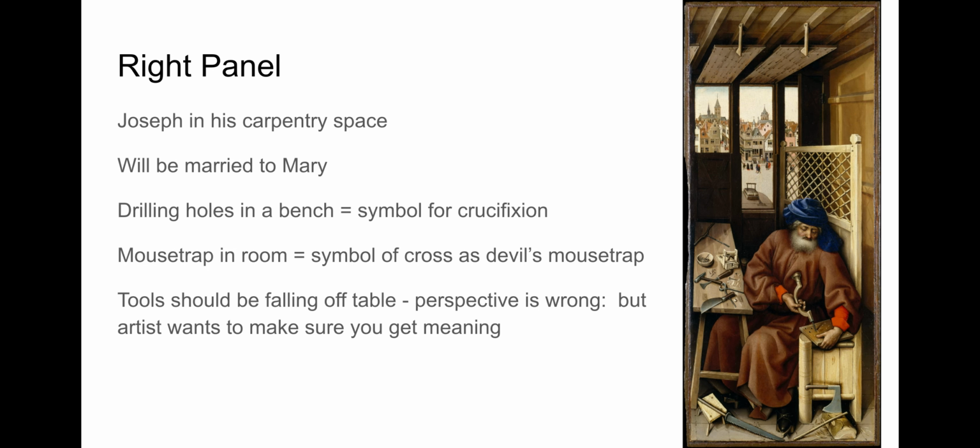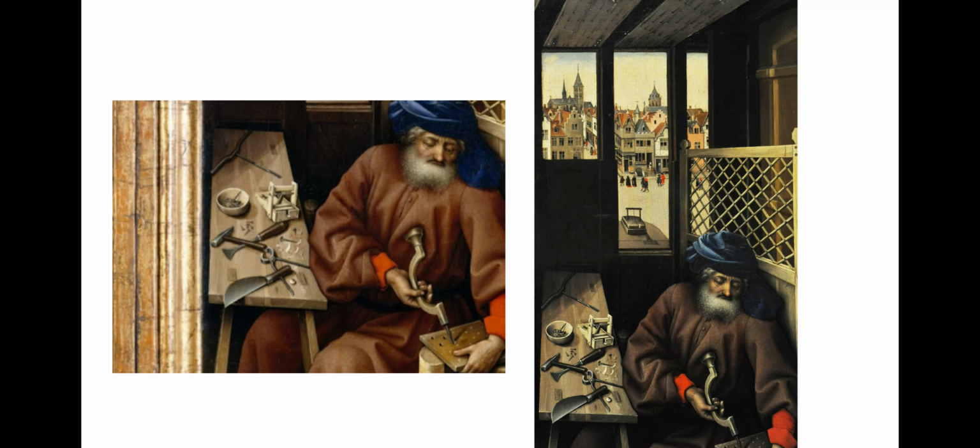But again, perspective totally off. That table where all his tools and the mousetrap is, is leaning towards you. So the tools would be falling off, but the artist wants to make sure you see everything. You see the nails on the table as a reference to the nails of the crucifixion. You see the wood and the making of the cross, a reference to Christ as a carpenter.